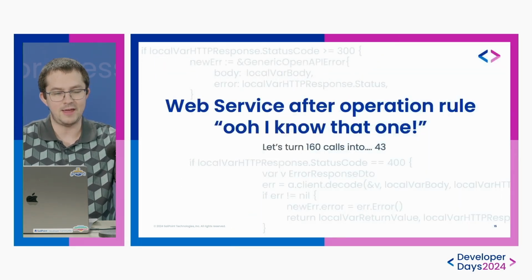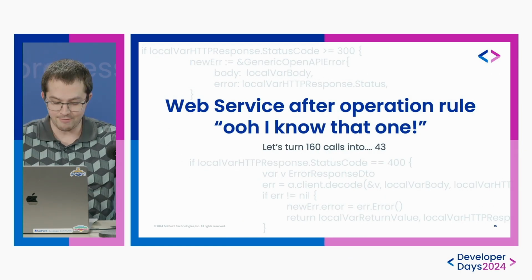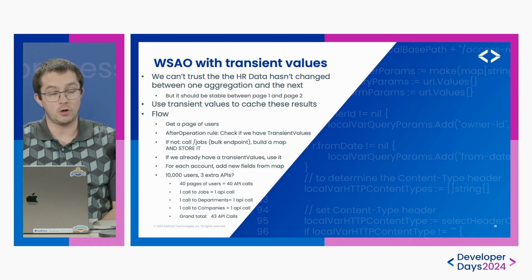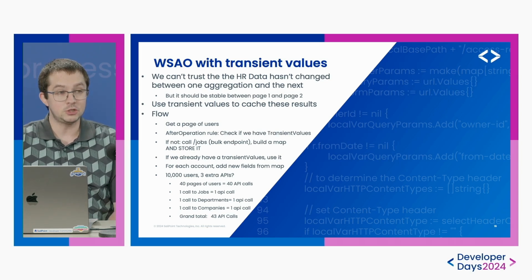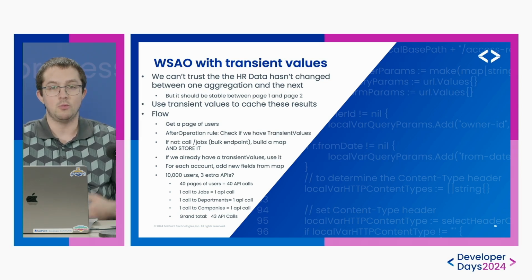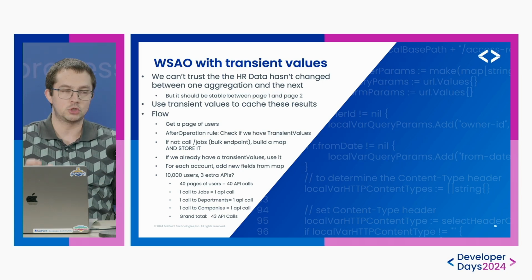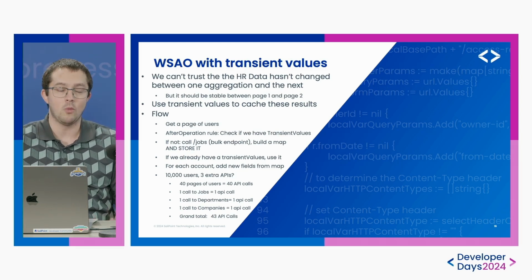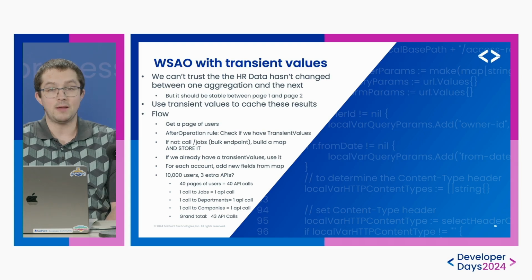So that leads to then the preferred choice here, the "I know this one, I have that in memory" version of the API, which uses something that is called transient values within the after operation rule. Essentially, it is runtime memory. We've created a value, we have stored it, and it will survive from the start of the aggregation until the end of the aggregation. So again, I cannot always trust that HR has told us when the data has changed, but I don't need to.